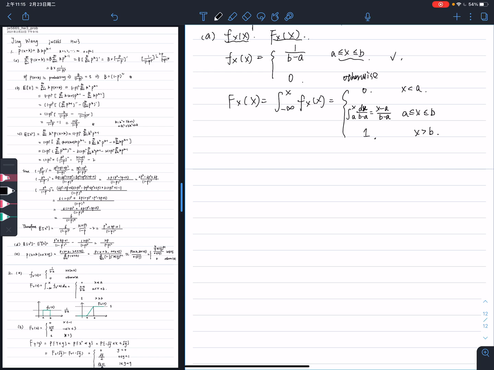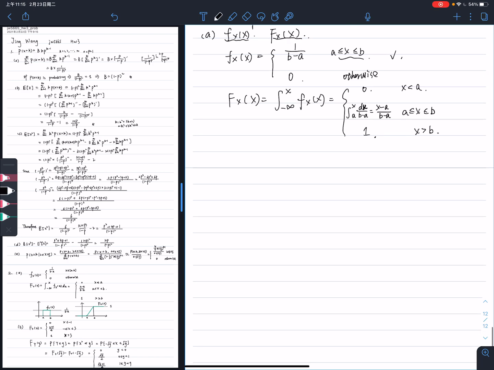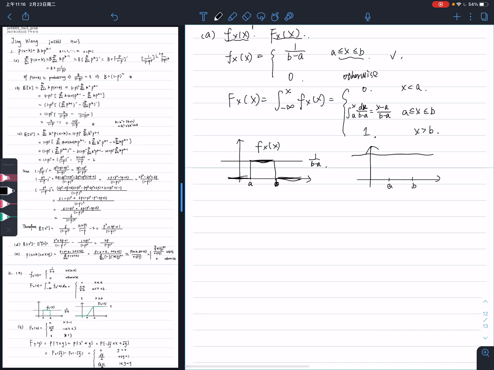Now we have the probability density function and the cumulative distribution function, and we want to draw the sketch. Assume this is the interval from a to b. This is the value of 1 over b minus a. The PDF is a constant over this part, and otherwise it equals 0. For the CDF, this is the interval from a to b, and this is the value of 1. At first it is always 0, then it increases to 1 linearly in the interval, then it remains 1 afterwards. So this is the CDF.